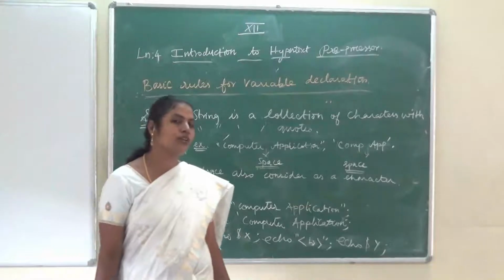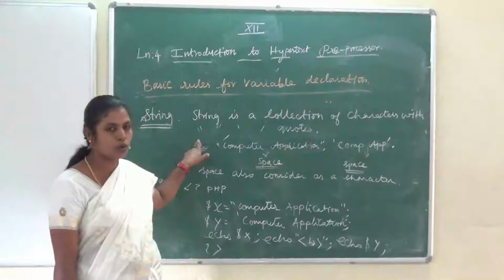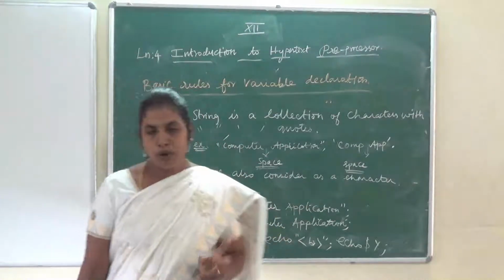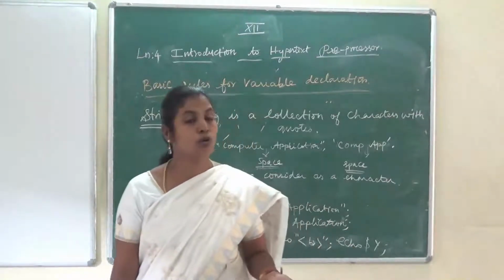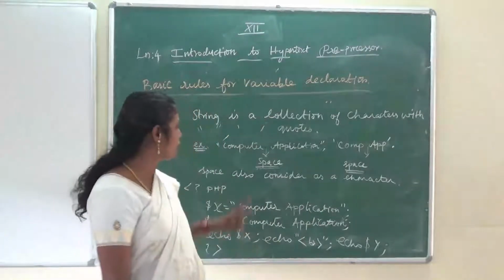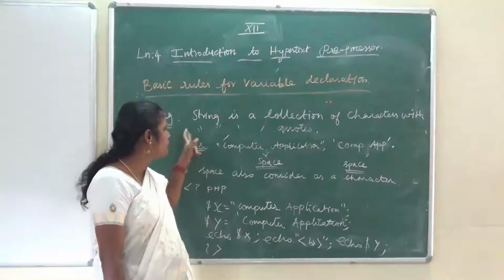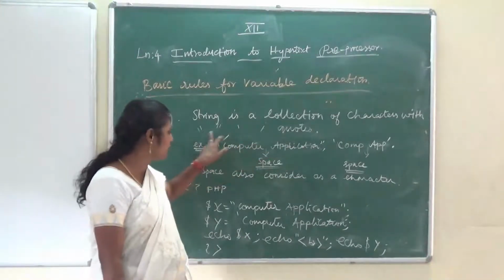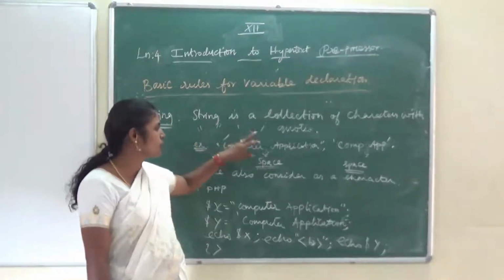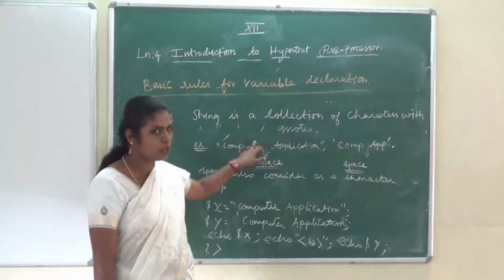What is the definition of a string data type? A string is a collection of characters with double quotes, as in C, C++, Python, even in Pascal also. But in the PHP programming language, a string is a collection of characters with double quotes or single quotes also. A string is a collection of characters with double quotes, otherwise single quotes.